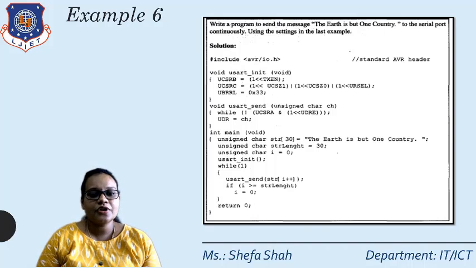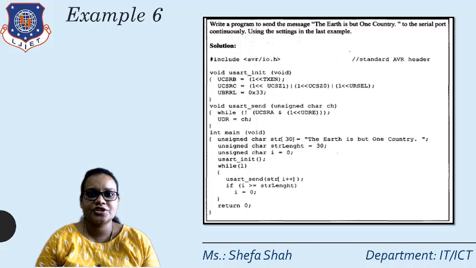Now in the main function, we will take a string in terms of an array, that is in double quotes, the earth is but one country. Then we will take the string length, which is equal to 30, as we calculate the whole string, right? Then we will initialize the counter i equal to 0, right? And we will call the function of initialization, that is USART_initialization, right?